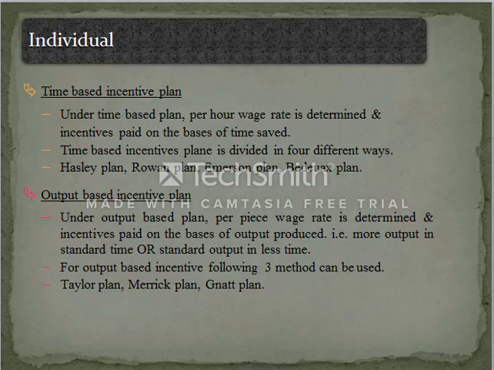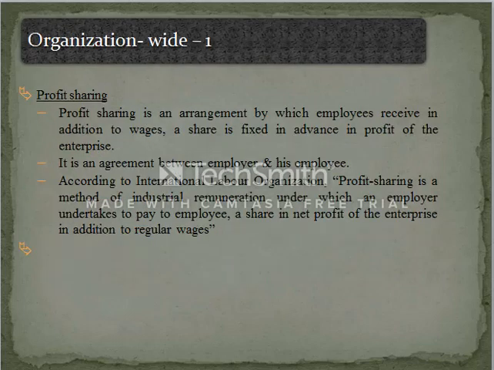Now the next category, organization wide. When we were discussing the chart, the second category was organization wide. Under this category, the first subpart is profit sharing. It is one of the important methods through which we can distribute the incentive to our employees.